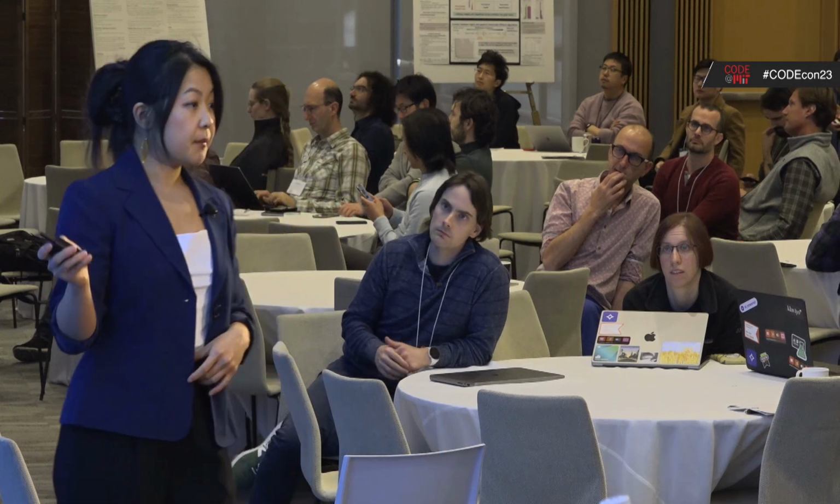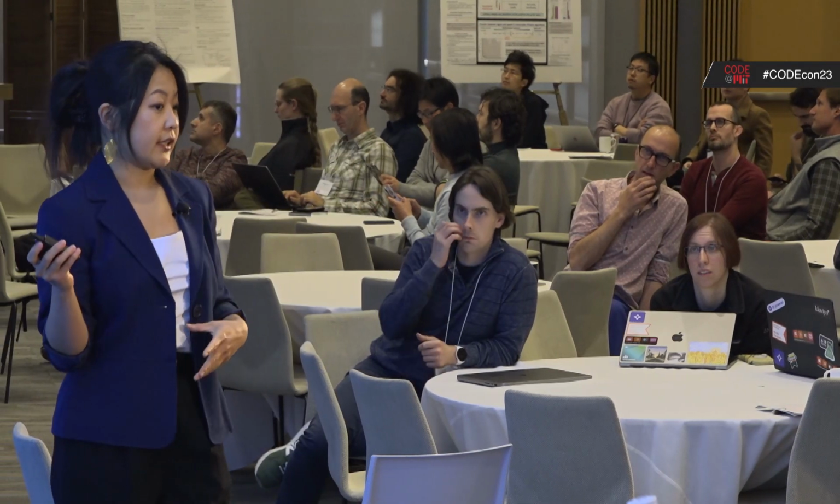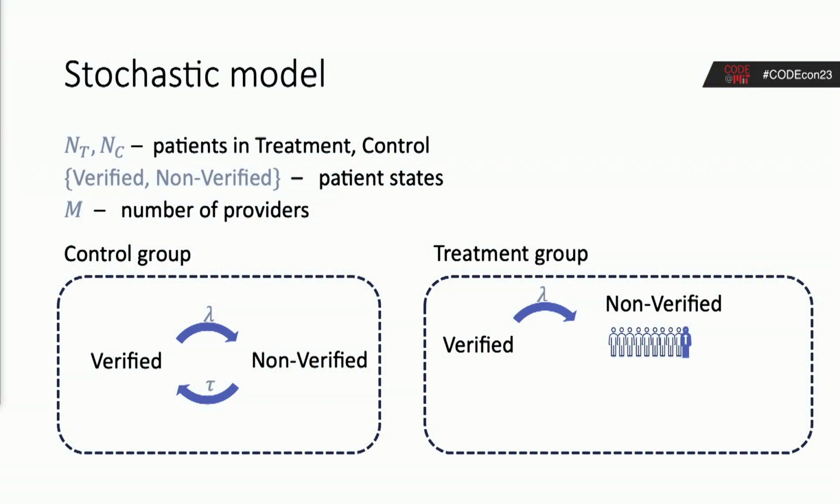This is pretty simple to analyze. People in the treatment group actually follow a much more complex dynamic. So here, if they're verifying, they can again stop taking their medication at the same rate lambda. But once they do that, they really end up joining this queuing system. They end up joining this queue, and when they're at the head of the queue, they get a nudge from a provider on the platform.